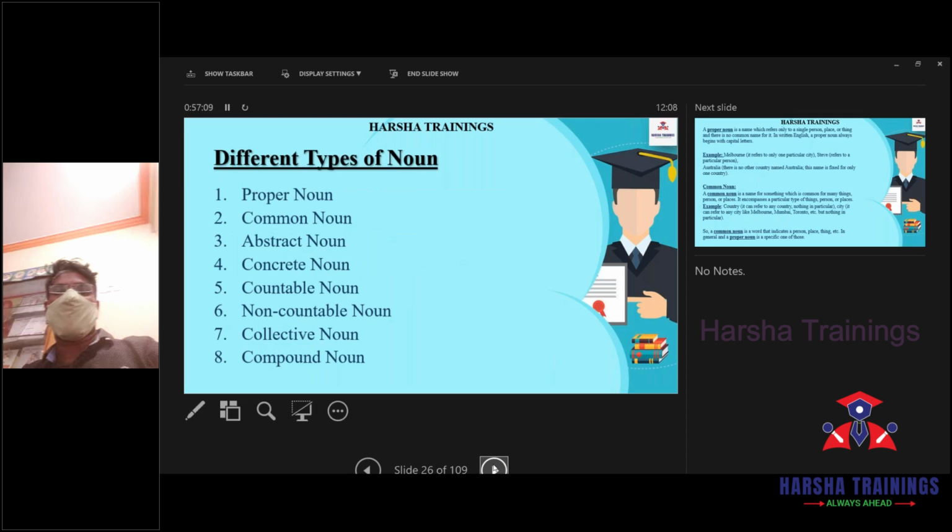Coming to different types of nouns: proper noun, common noun, abstract noun, concrete noun, countable, non-countable, collective, and compound. Eight types of nouns we have. You might not know the specific name for that noun, but you know what it is, generally speaking. What's a proper noun?